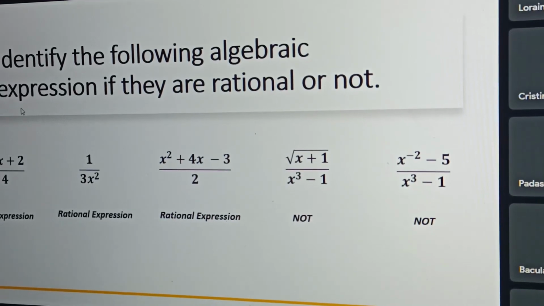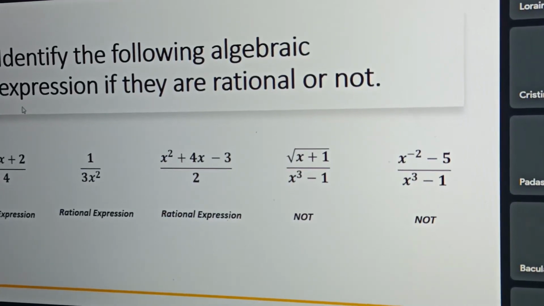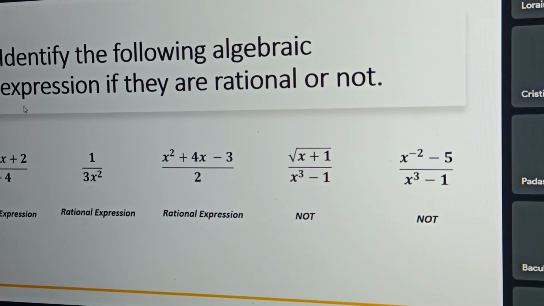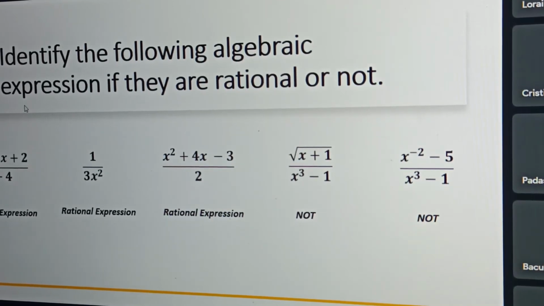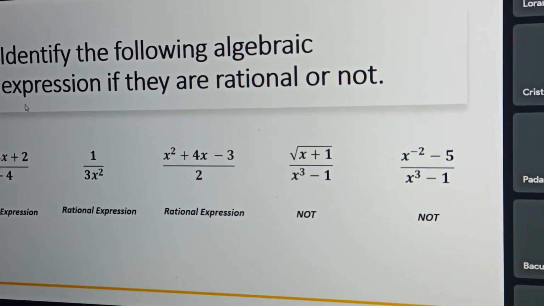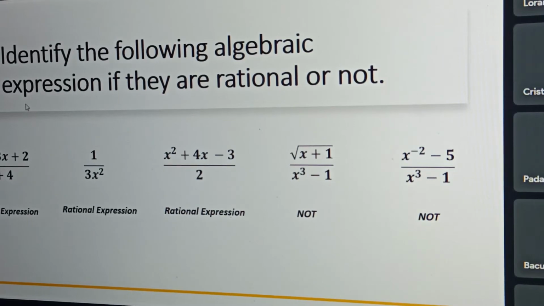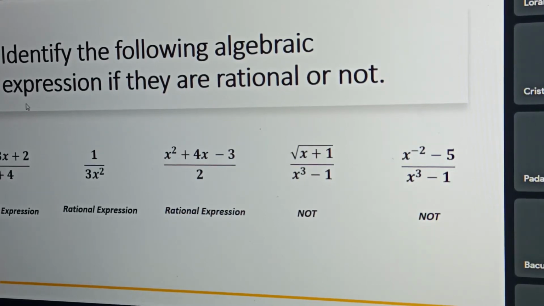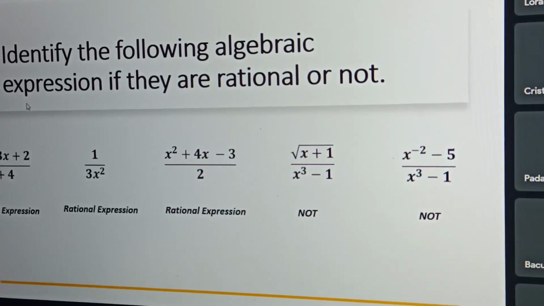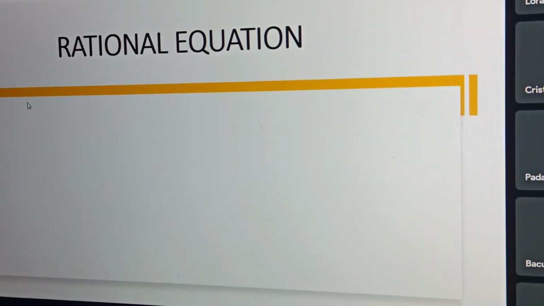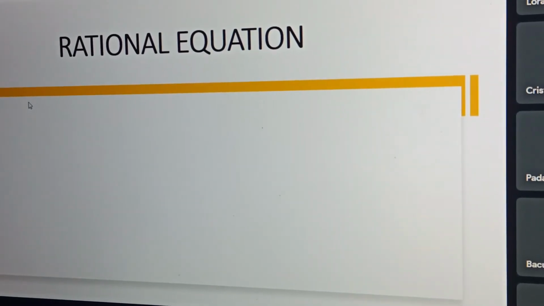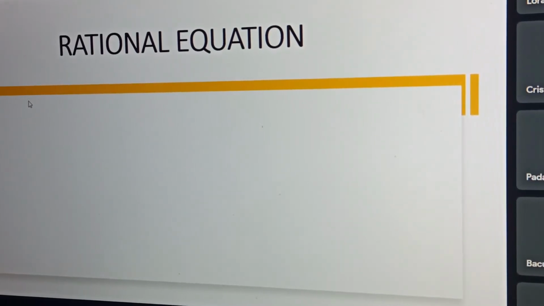Okay, next one. So, we may now proceed since alam niyo na kung paano ma-identify if the given expression is irrational or not. Now, we can now proceed with regards to rational equation, inequality, and rational function. Okay. So, first is we're going to talk about rational equation. So, napakadali lang natin ma-identify if the given equation is a rational equation or not.